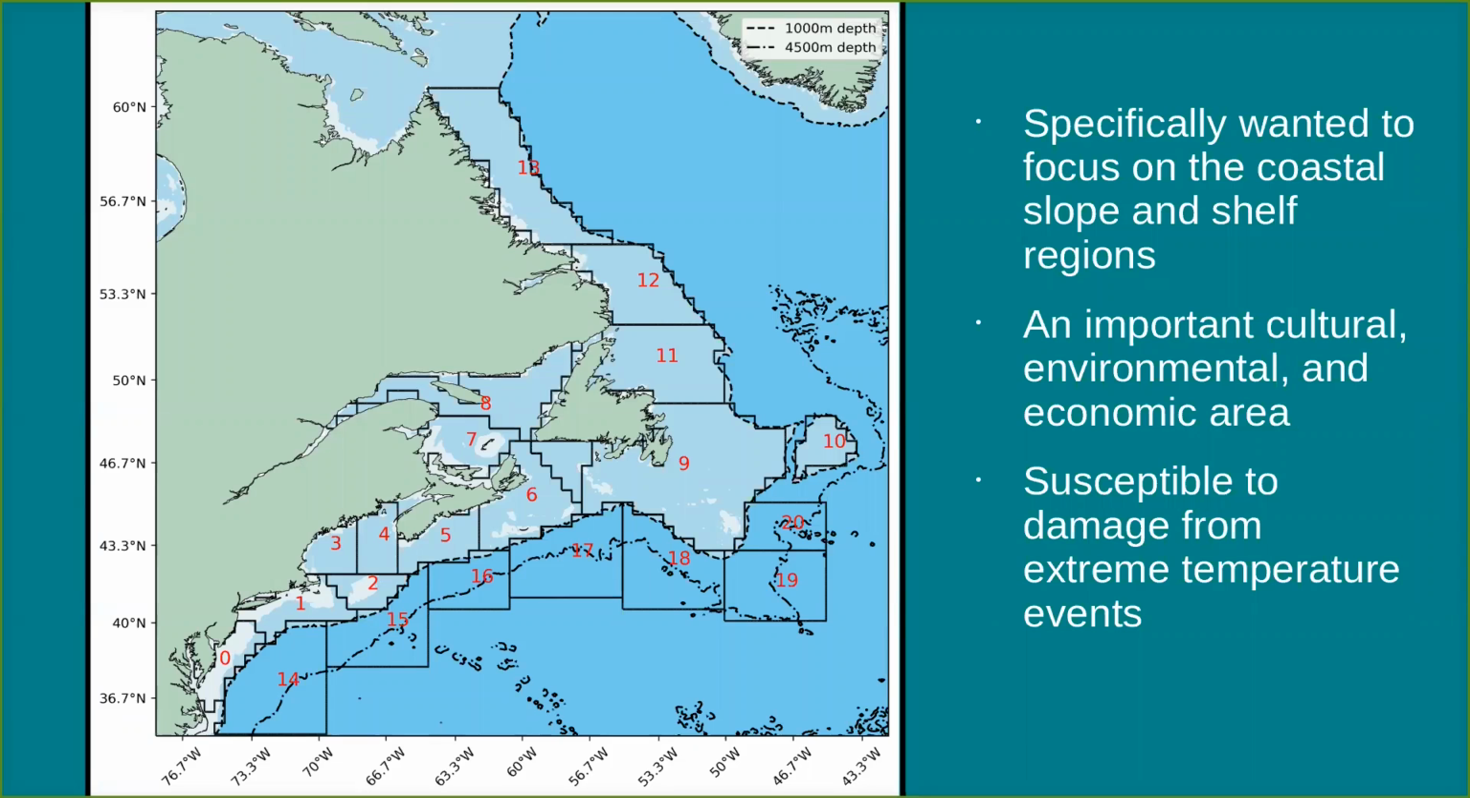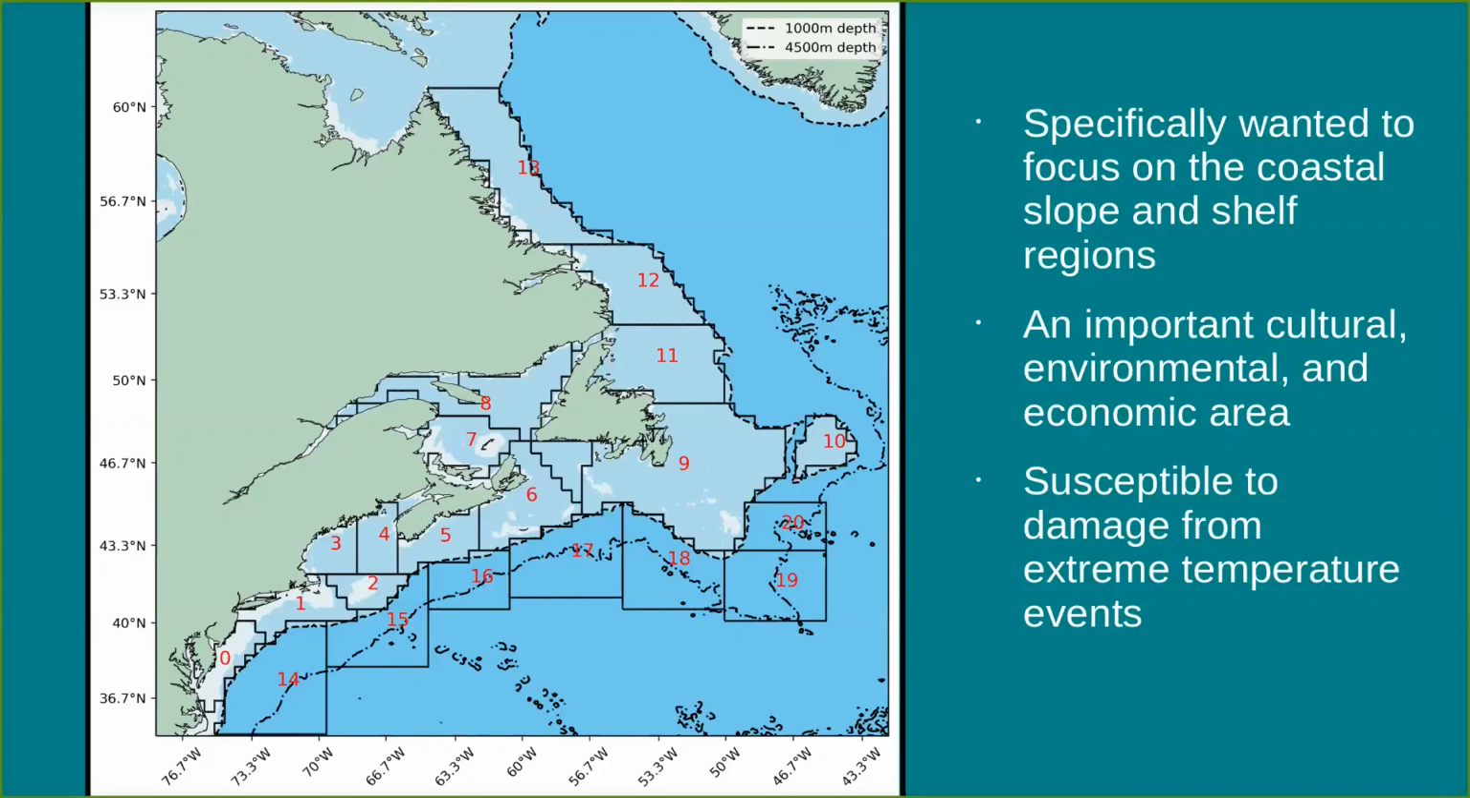So it's also worth noting, for the purposes of my research, we are specifically interested in the slope and shelf regions of the Northwest Atlantic, from North Carolina to Labrador. The area is culturally and economically important to a large number of people, and we have seen what type of damage can be caused by extreme temperature events in the region in terms of ocean temperature. It has been suggested that with anthropogenic climate change in combination with multi-decadal oscillation, there will be an increase in the severity and frequency of extreme sea surface temperature events in the Northwest Atlantic.